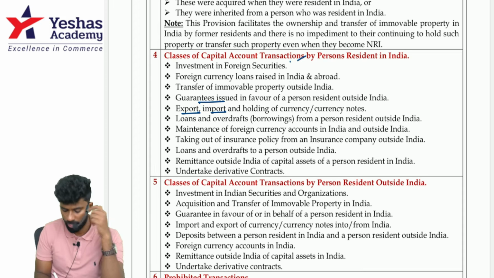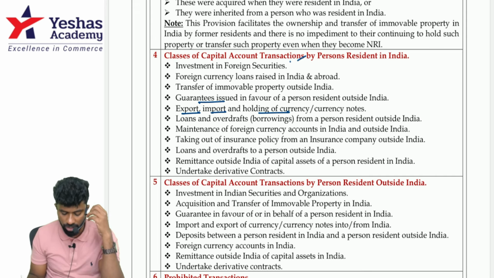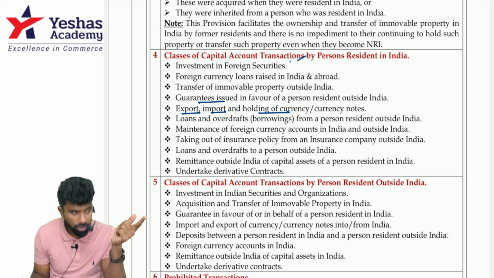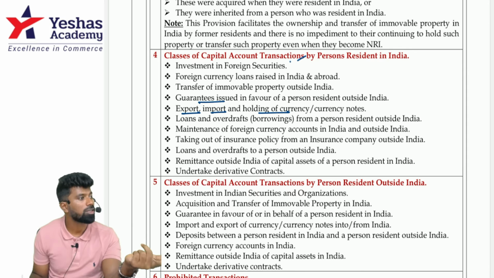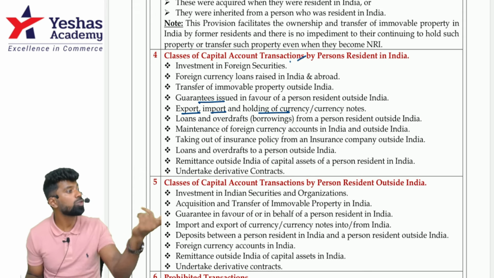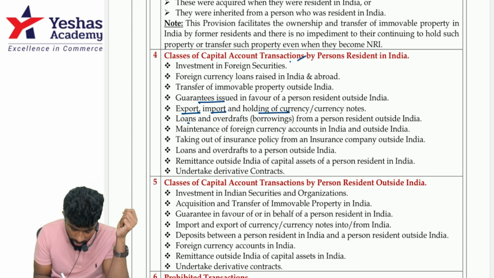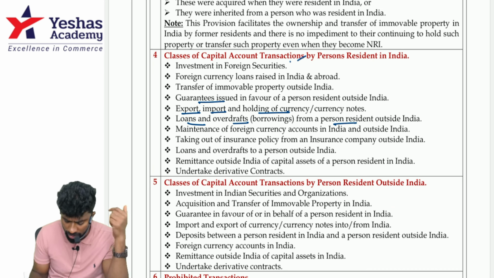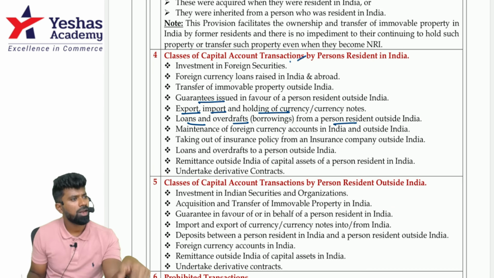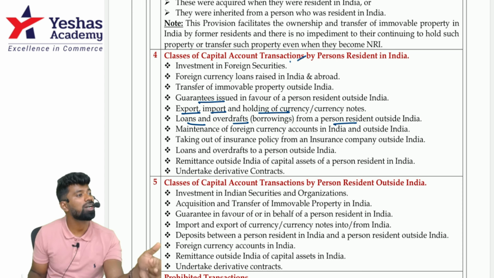Export, import, holding of currency or currency loan. Currency or what? That also is considered as what? Capital account transaction. Not the goods here, currency notes. Next one, loans and overdraft from a person where? Capital account, current account. Why? It creates what? Liability or asset?